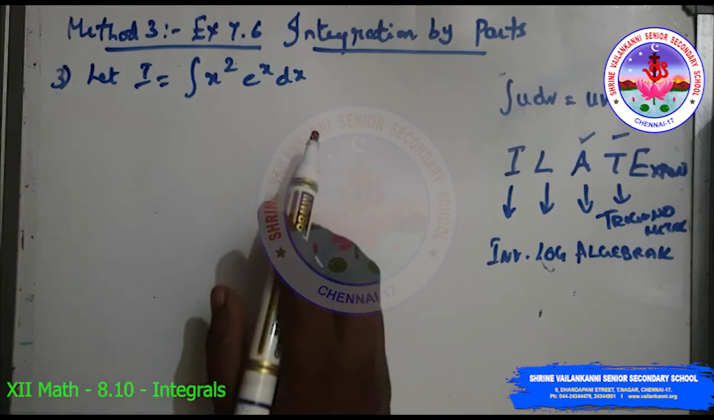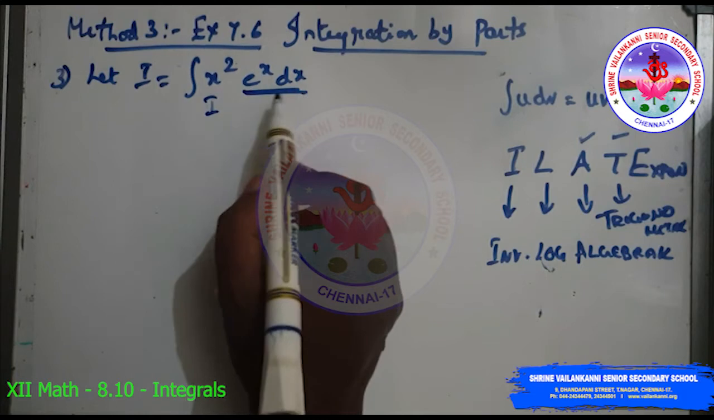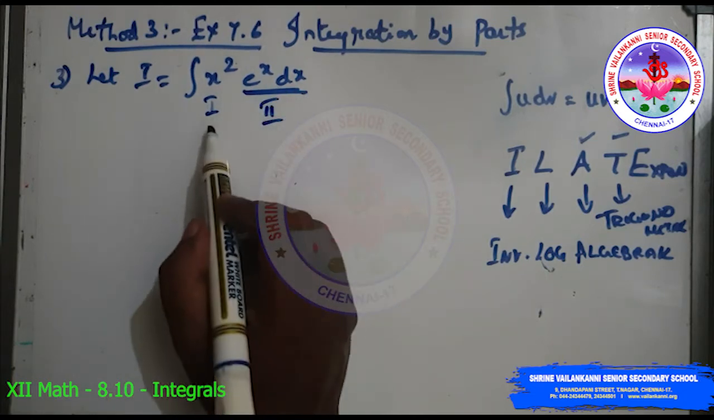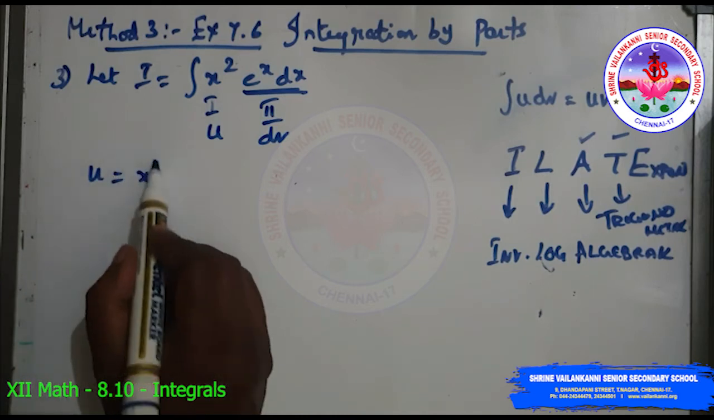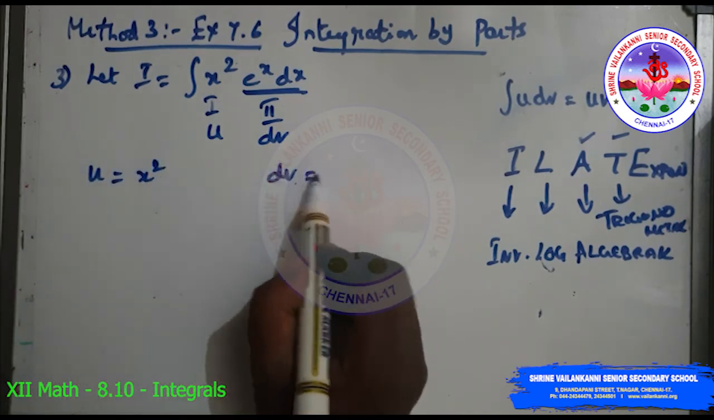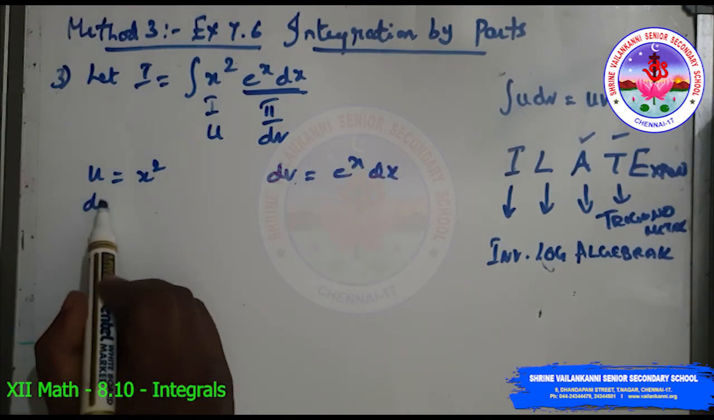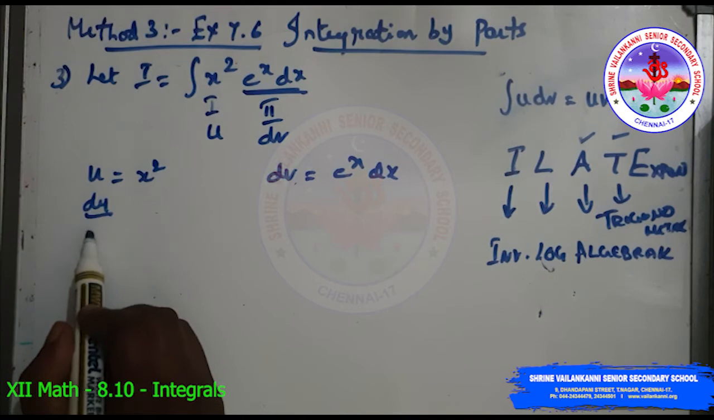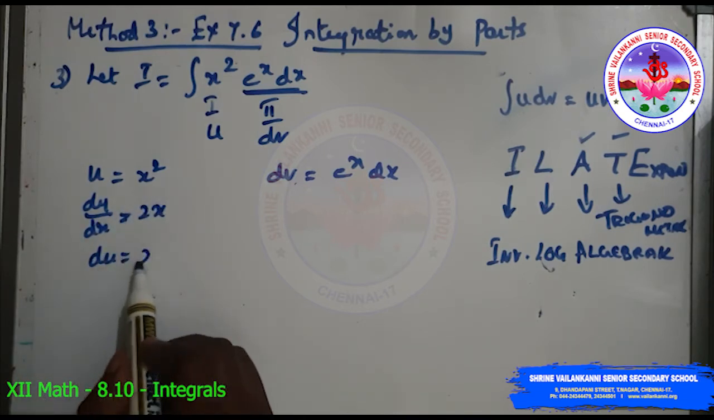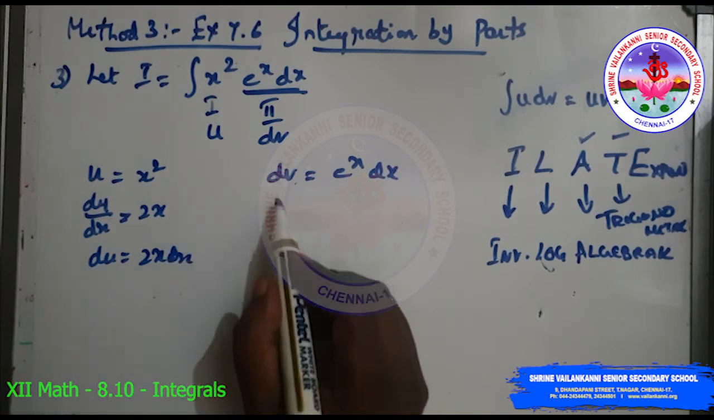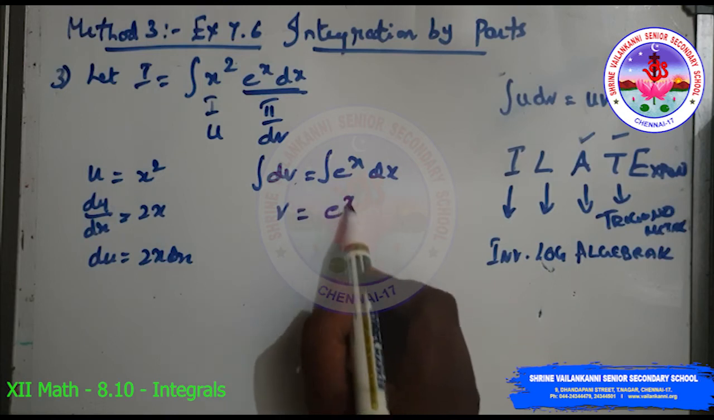I am dividing this integral into two parts. So first part x square and second part is e power x dx, that is u and dv. So u is x square and dv is e power x dx. So differentiating, du by dx is equal to 2x. So du equal to 2x dx. So integrating this on both the sides to get v, v equal to e power x.